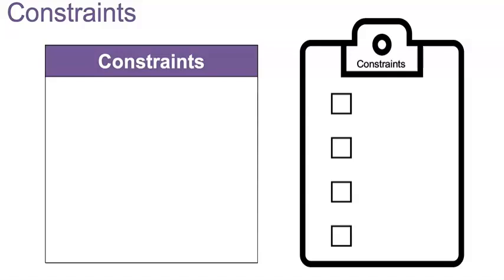Now let's think about our constraints. What are our limitations? We talked about spraying insecticides around ash trees, but insecticides could kill other organisms besides the emerald ash borer. We want to avoid that, so our solution must not harm other organisms.